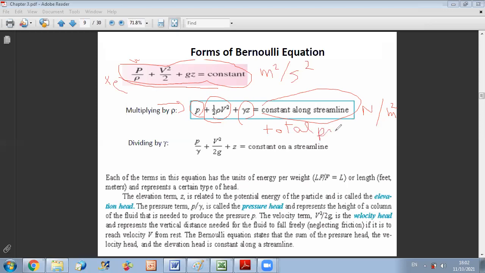Now, another way to write it is to divide this equation by gamma. Then all your terms will have as unit meters, and we call this term pressure head, this term velocity head, and this is the elevation head. Okay, so you are free to use any of these three. Just be consistent with units.